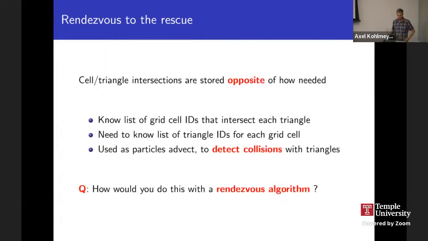So you know the grid cell IDs, and that's why you have to use those as the rendezvous decomposition. Yeah, and it's because the owners of the grid cell IDs are the ones who need to store the list of triangles for each grid cell intersection. They're the ultimate customer of that information.